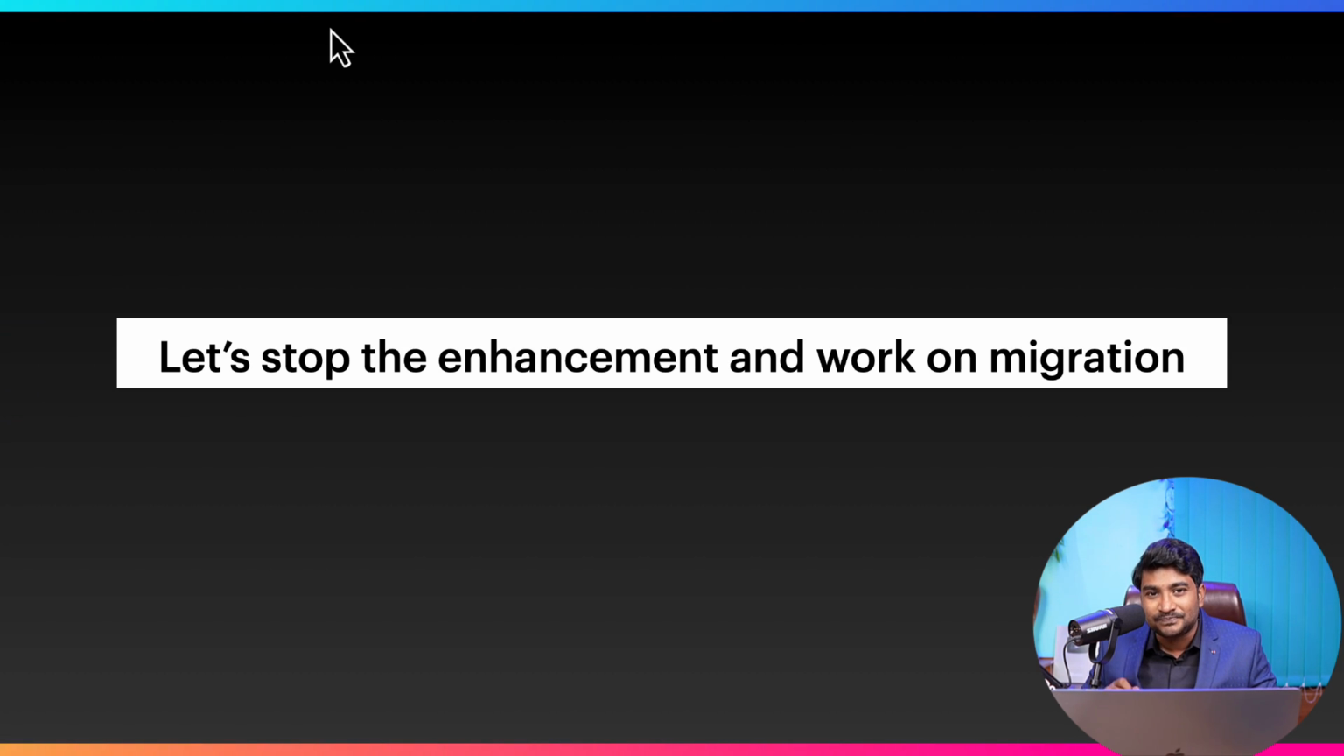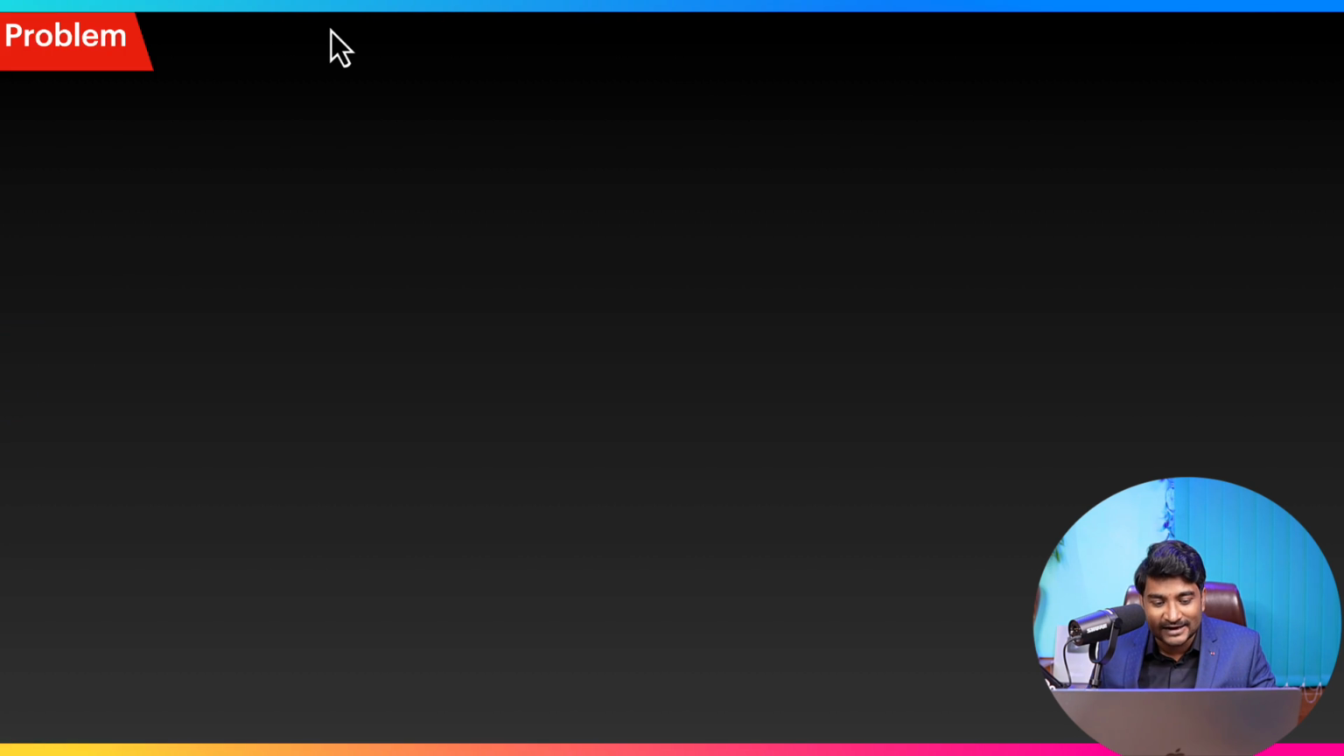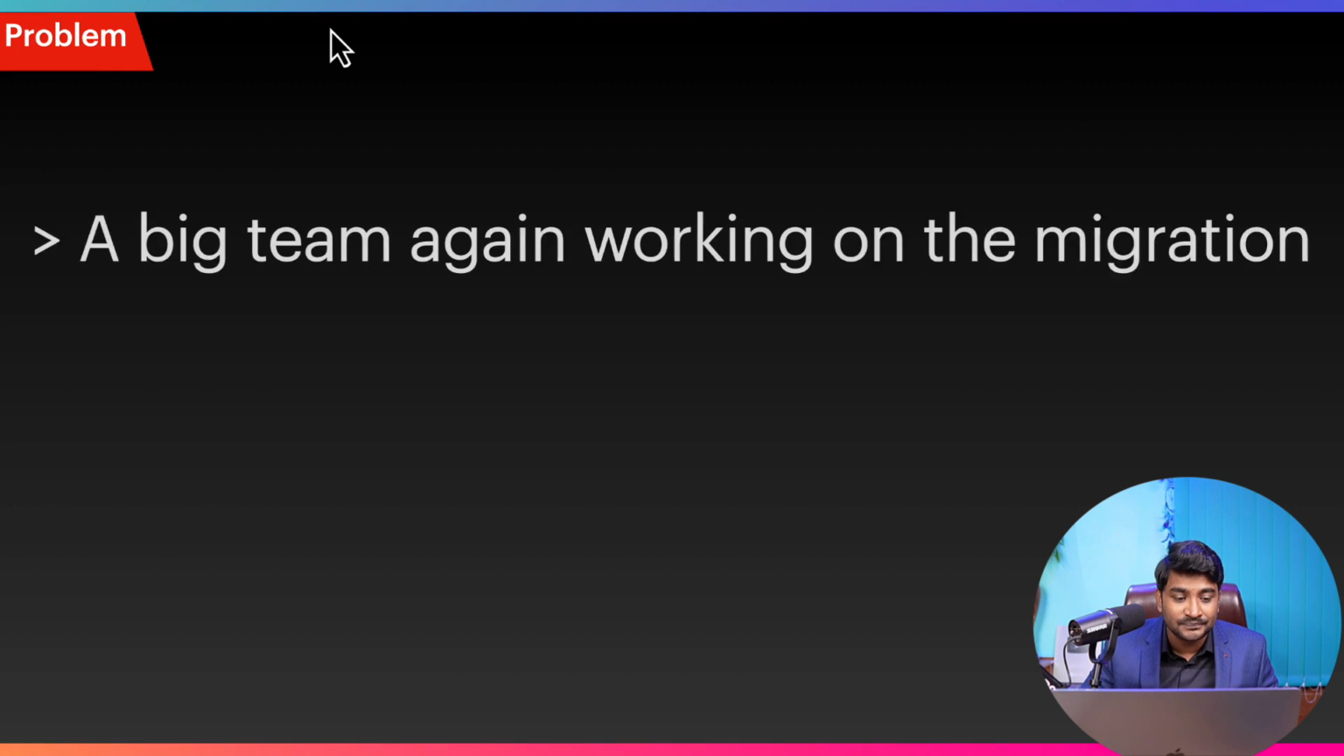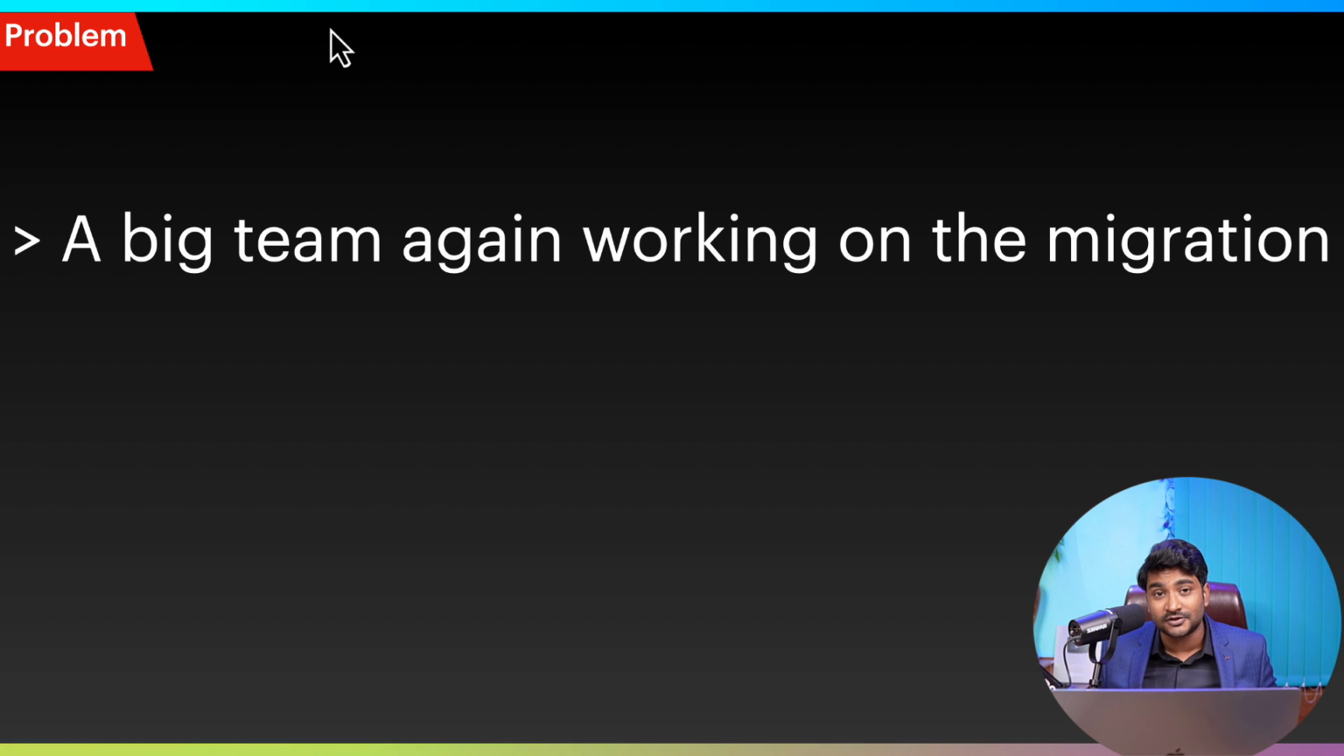In reality, this is a very, very bad idea because we have a lot of problems when we do so. The first thing is a big team again working on the migration, and that's the biggest problem. Remember why we're moving to microservices? Because right now we already have a very big project, we have a very big team, and we are having communication issues between teams. So we want to form small microservices, and we want one particular team to take complete ownership and responsibility of one particular microservice. But right now, here we go again.